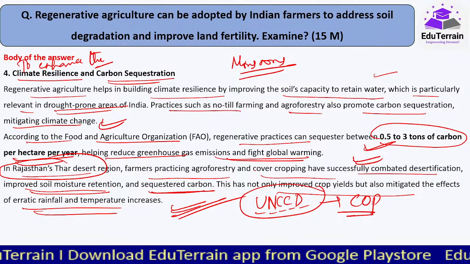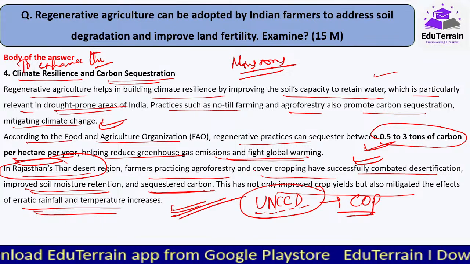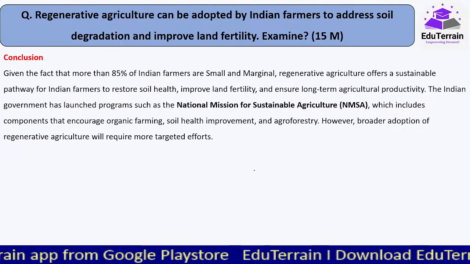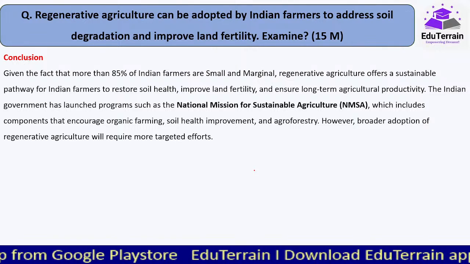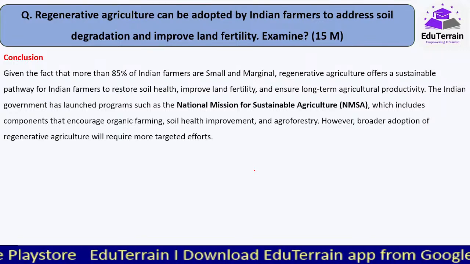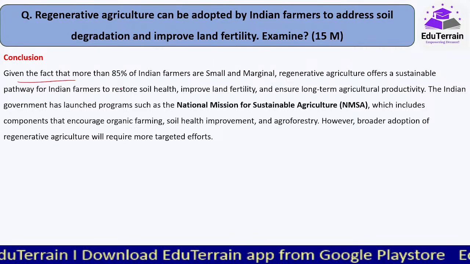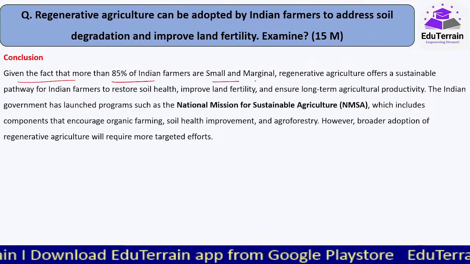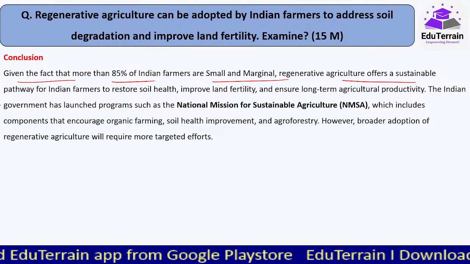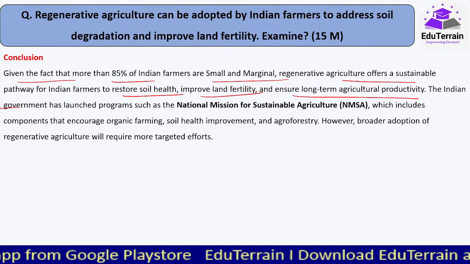So I have taken from the reports. Many times the reasons for the schemes have not come here, majority of them I have taken from the reports only. Now I have given how and why I have examined and shown why this should be adopted, and I have given suitable examples as well to support my stance. Now conclusion: given the fact that more than 85% of the Indian farmers are small and marginal, regenerative agriculture offers a sustainable pathway for Indian farmers to restore soil health, improve land fertility and ensure long-term agriculture productivity.